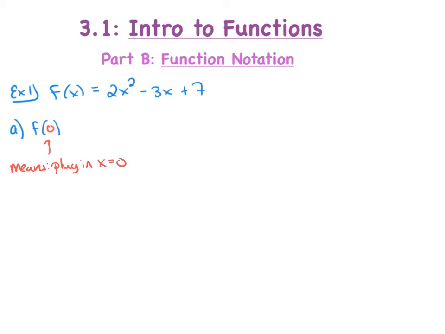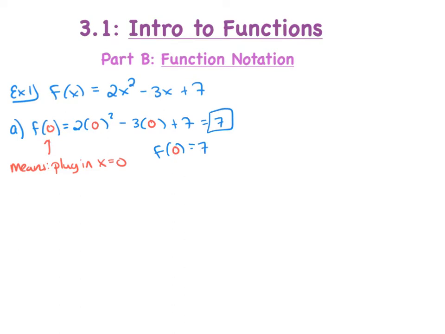So everywhere I see an x, I'm just going to replace it with some parentheses. So instead of 2x squared, I'm going to write 2 parentheses squared. And minus 3x, minus 3 parentheses, and then plus 7. And I'm going to put 0 in place of all of those x's. I was kind of a chicken. I chose an easy one. So when I simplify this, 2 times 0 squared is 0, minus 3 times 0 is 0, plus 7 is 7. So I had f of 0 equals 7.